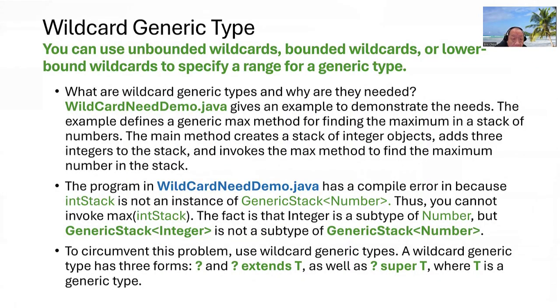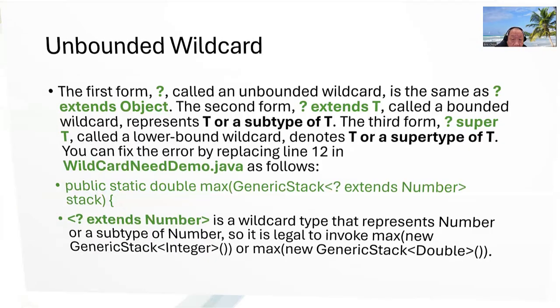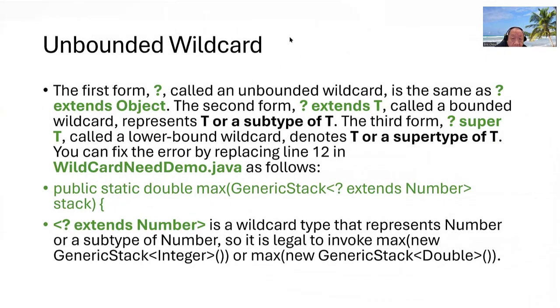And then there are wildcard generic types, unbounded or bounded. So you can use the question mark. So question mark is unbounded wildcard, which is the same as question mark extends Object. So question mark extends T. This means that anything that extends T.